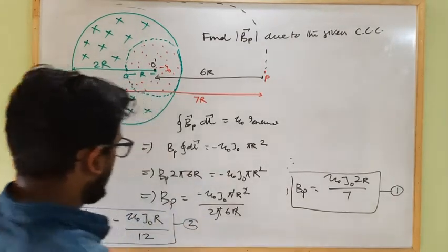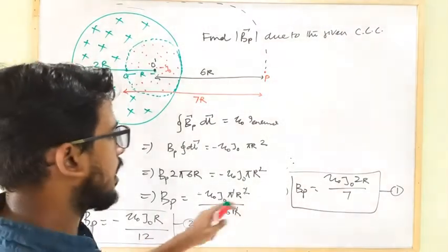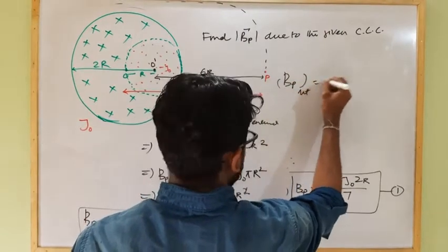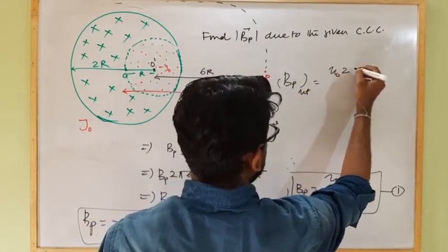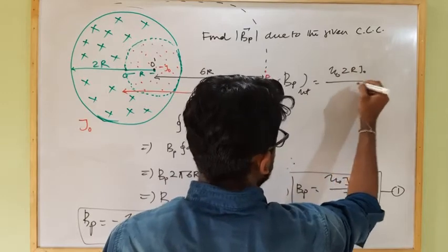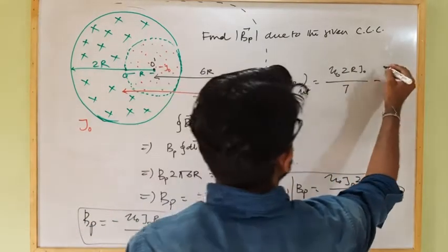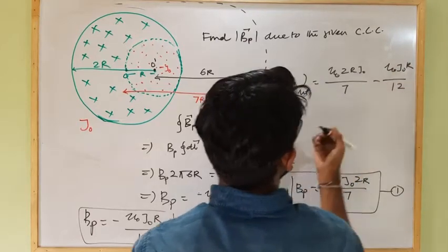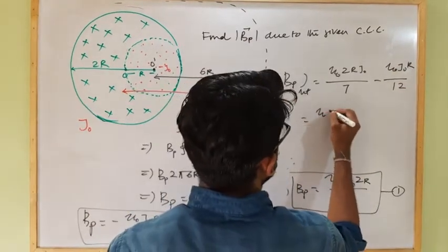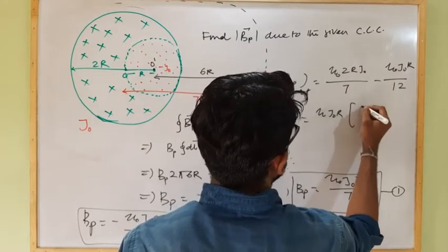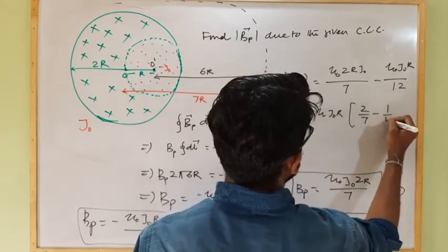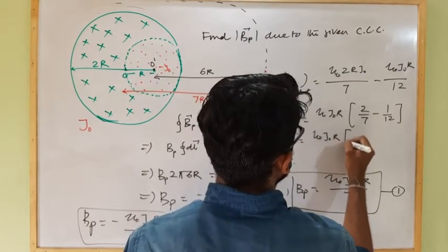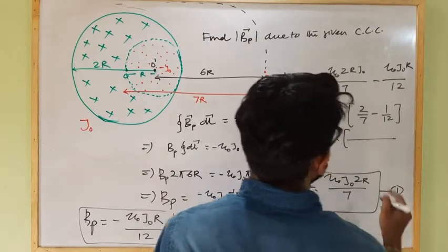Equation 2. Now subtracting or adding both equation 1 and 2, we will get what? B at P net equal to mu naught 2 r j naught by 7 minus mu naught j naught r by 12, which will be equal to mu naught j naught r into 2 by 7 minus 1 by 12, which will be mu naught j naught r into this will be 7 12.